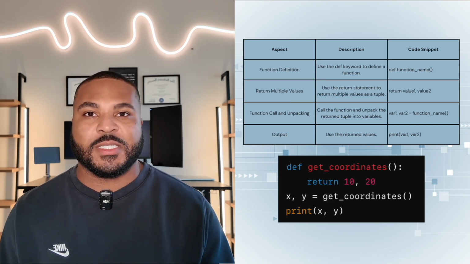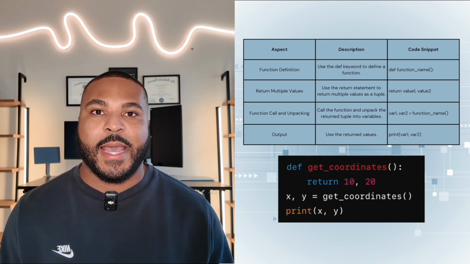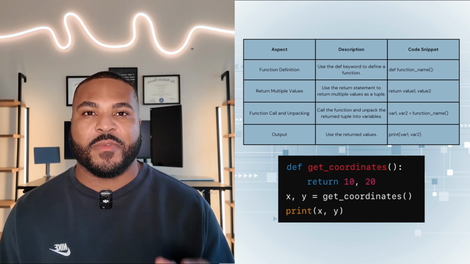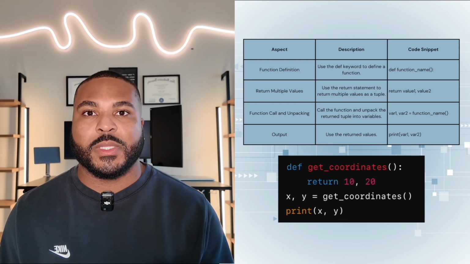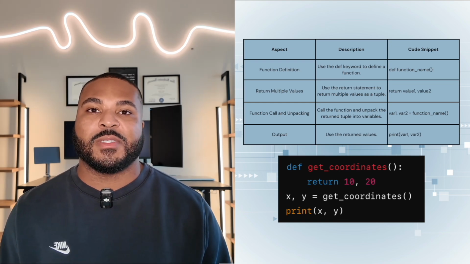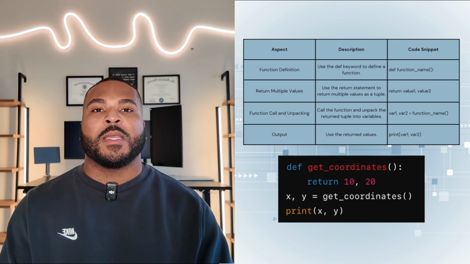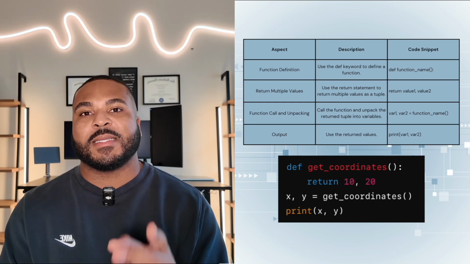So how do we call a function and unpack it? To use our function, we call it and can unpack the return tuple into separate variables. This allows us to work with each value individually. We can then use the return values in our code. So you may be wondering, how exactly does this work? Let's combine these steps in a complete example.